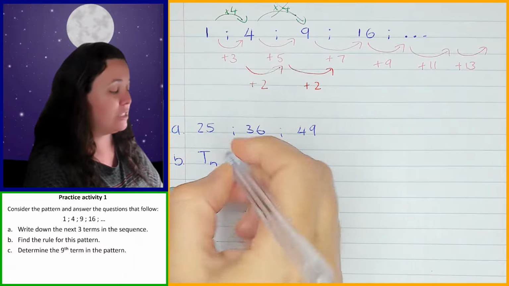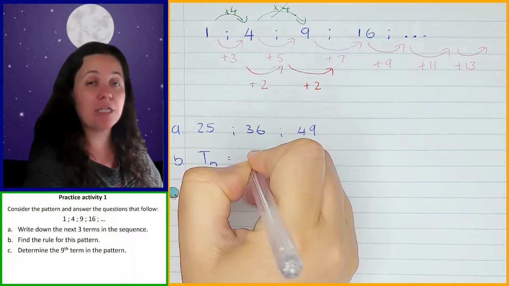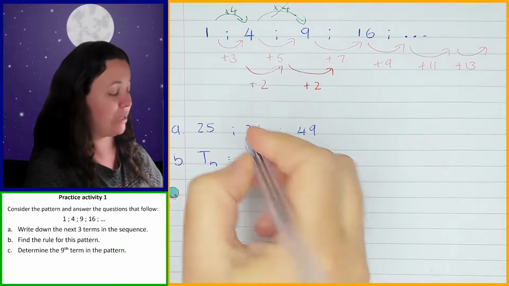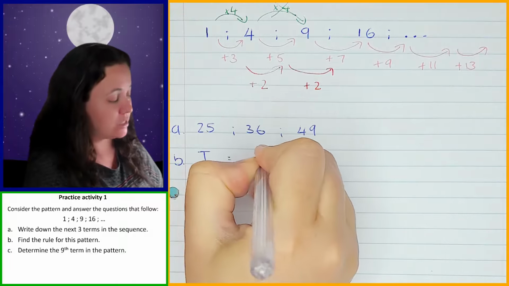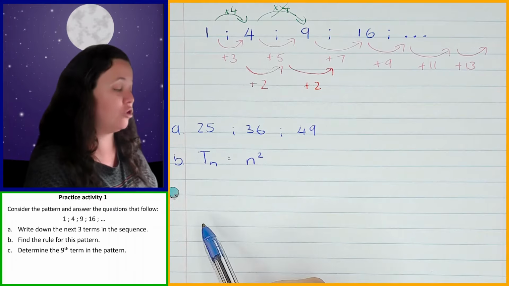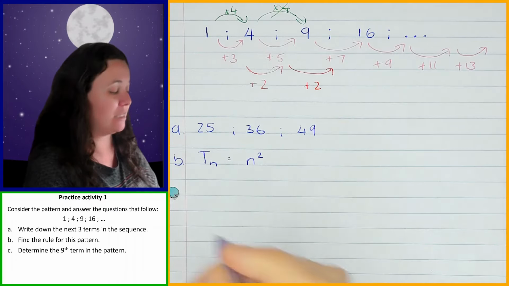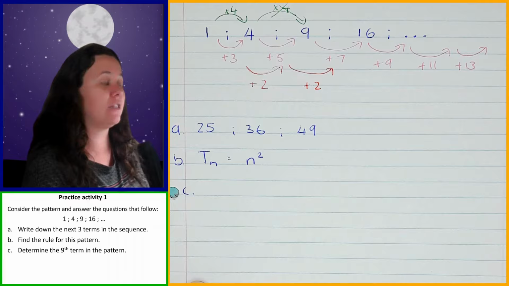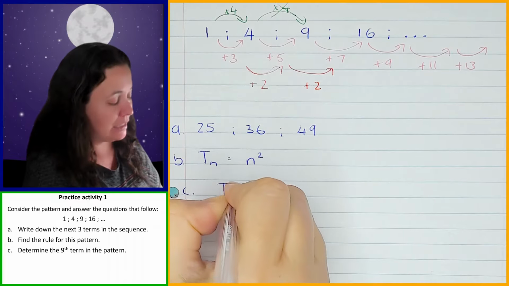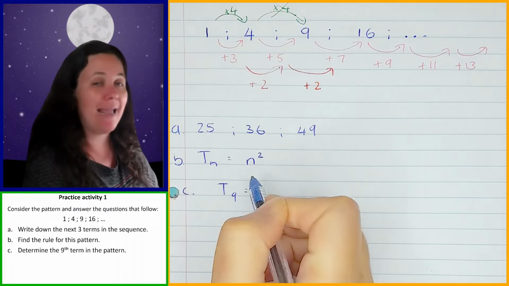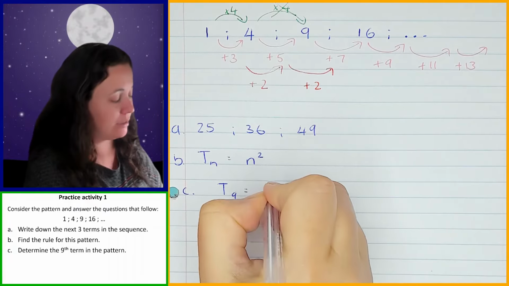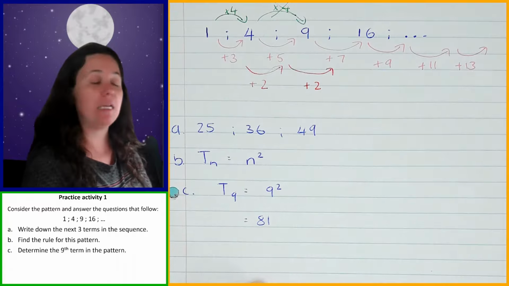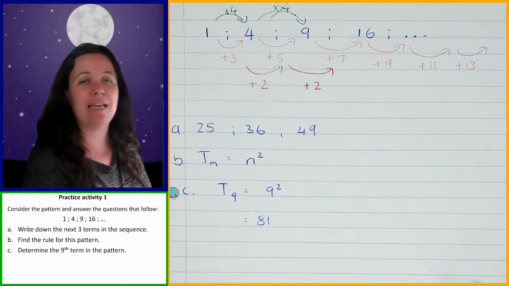So this pattern over here is actually the square numbers, and each time we're taking the term number and we are squaring it. So it is n squared. So that is what your rule should have been. Tn is n squared. And then for question C, we had to work out what the 9th term in the pattern is. So now T9 is equal to n, which is 9 squared. And that should have given you 81. So the 9th term in this pattern is 81.